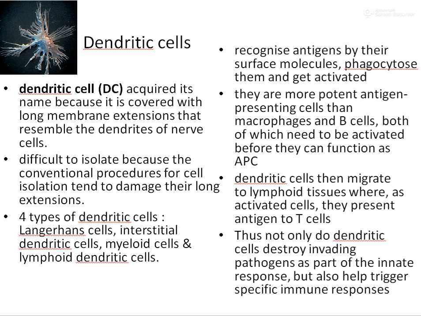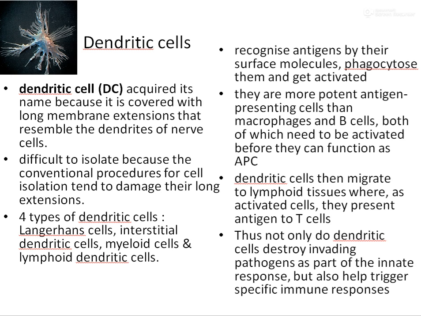Now, the next cell that we have is the dendritic cell. As I told you, monocytes can mature to form either a dendritic cell or a macrophage. The term dendritic cell was acquired because it is covered with long membrane extensions that resemble the dendrites of nerve cells. These dendritic cells are difficult to isolate because conventional procedures for cell isolation tend to damage their long extensions.